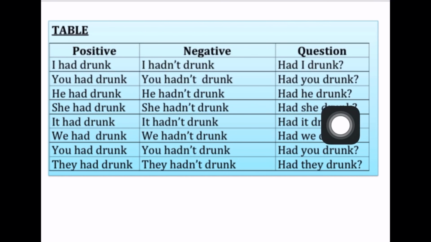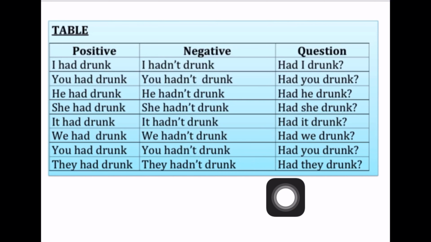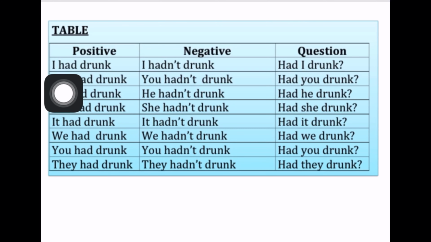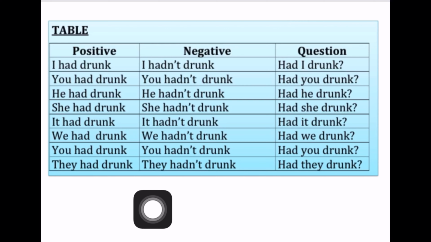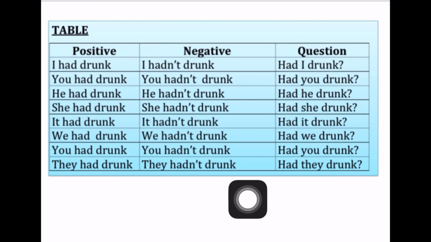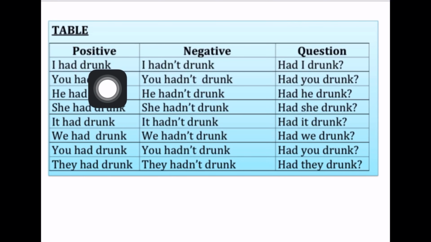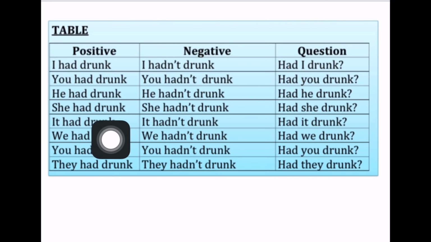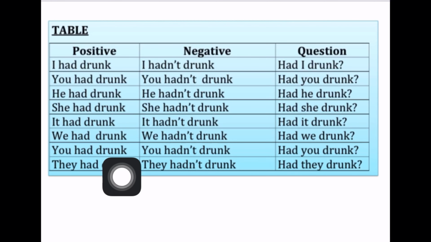Now this is the table of the past perfect. So let's read one by one. Now we'll take the example of drink. So the past participle of drink is drunk. And now let's read them. I had drunk. You had drunk. He had drunk. She had drunk. It had drunk. We had drunk. You had drunk.